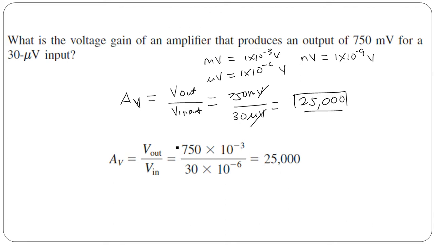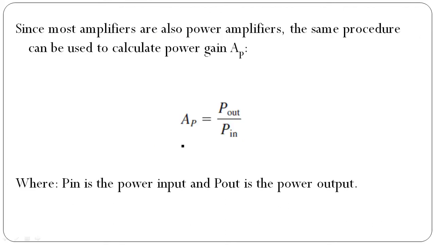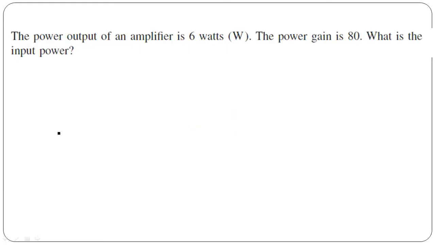Okay? So, sometimes hindi naman laging voltage, no? Sometimes ang ginagamit na amplifier is power amplifier. And usually, power gain naman yung parameter niya. So, ganun pa rin naman yung pagkuha ng gain. Okay? So, i-divide lang din natin yung output power sa input power. Okay? So, let's have an example.